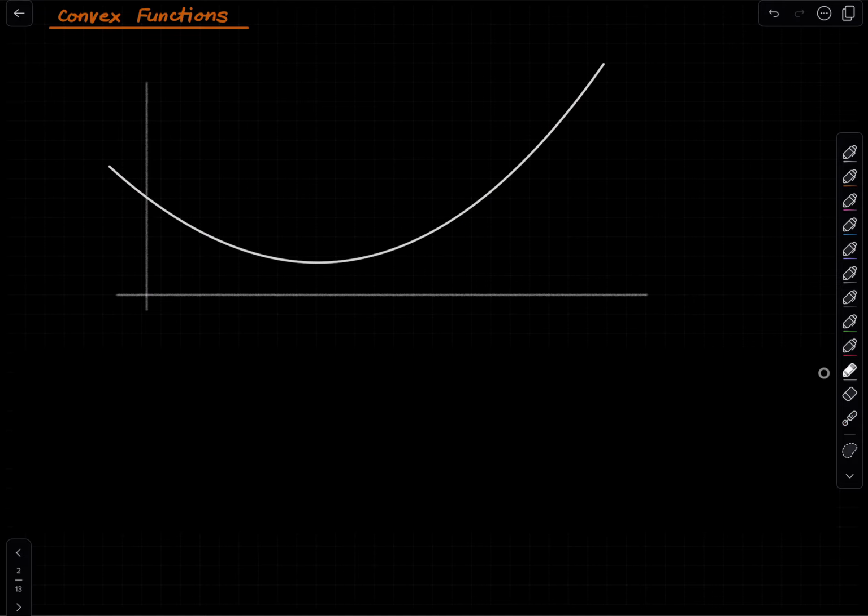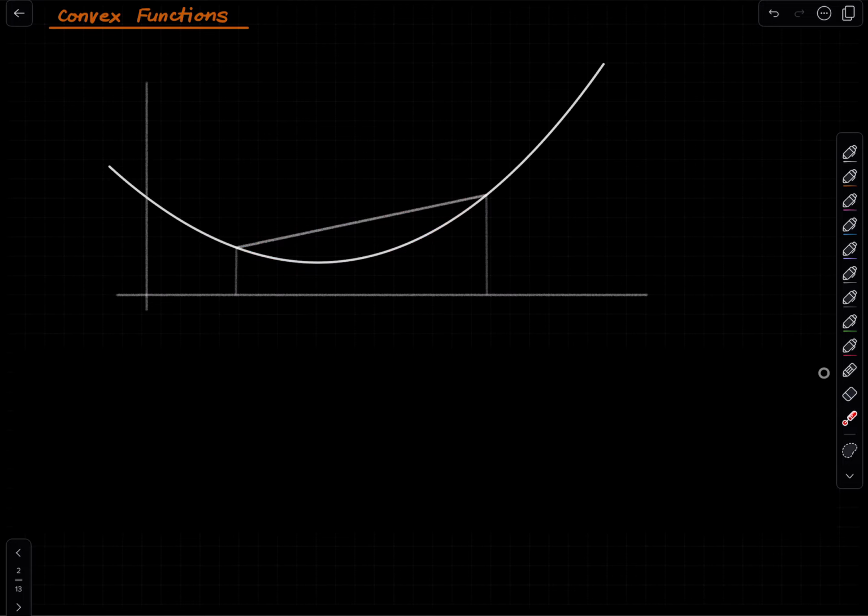Whenever you pick 2 points in the domain and draw these vertical lines, so you're only focusing on this part, and you join the points on the graph corresponding to the 2 points you chose, you get a line segment. And suppose we find that the graph always lies below the line segment. Then we declare that the function is convex.